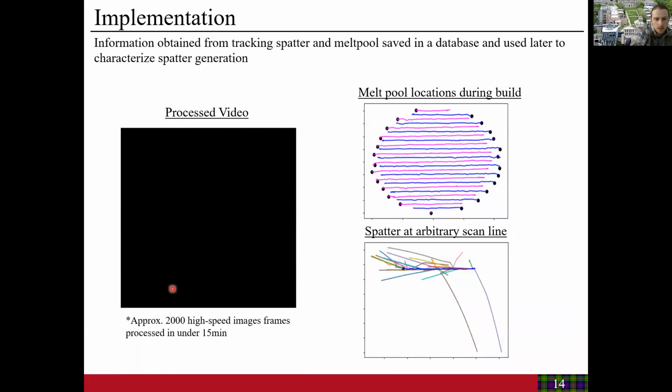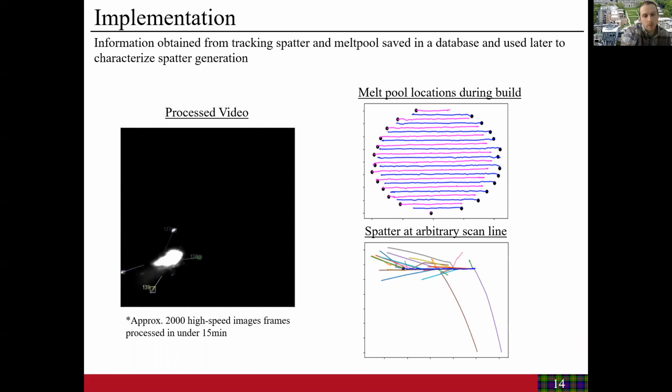So here we're showing the rastering and printing of a laser. We're showing the back and forth motion of a melt pool, and we're tracking each spatter particle with a unique ID color and bounding box. So that's the implementation of the processing pipeline we just went through.